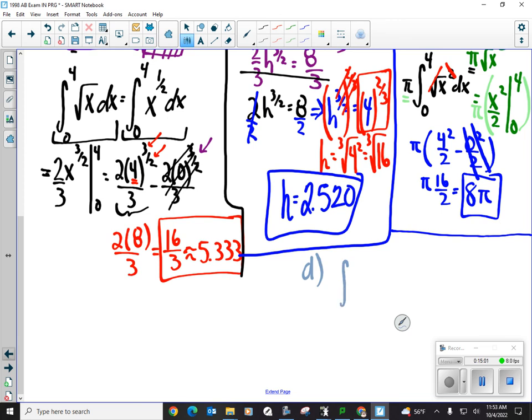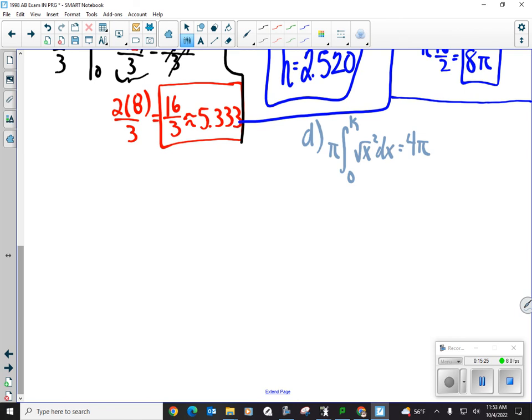If I integrate from 0 to k, remember, it's the integration of the area as volume. It is pi r squared. My r is the square root of x, squared, dx. That should equal 4 pi. So let's go. We've already done this. This is x squared over 2 from 0 to k. By the way, the pi comes out front, and it should equal 4 pi. First thing that jumps out to me, let's get rid of the pi's. If we divide both sides by pi, these go bye-bye.